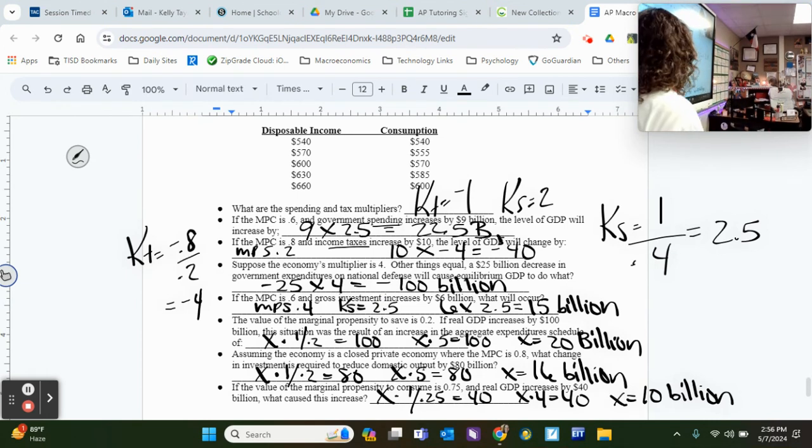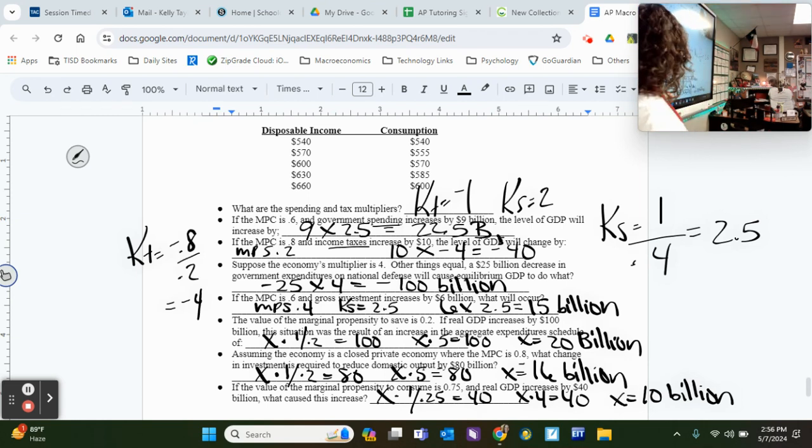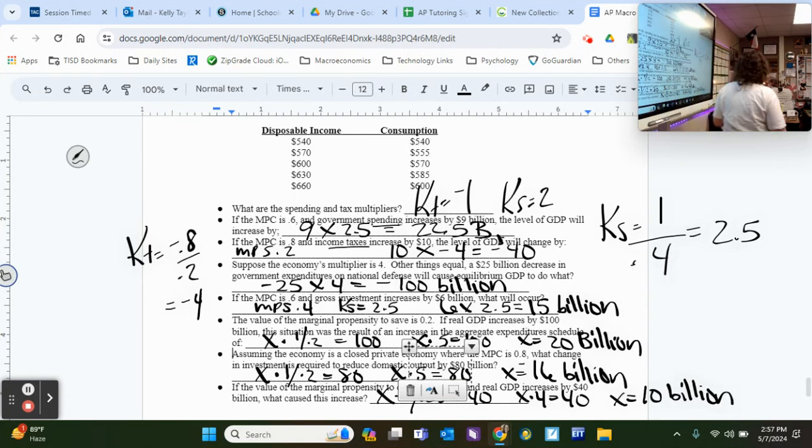The economy is an enclosed private economy where MPC is 0.8, so that means MPS is 0.2. What change in investment? Investment is a type of spending. So we're solving for the spending to reduce real domestic output by 80 billion. So GDP fell by 80 billion, so the change in GDP is negative 80. We're talking about investment spending, so we have to use the spending multiplier. The spending multiplier is 1 over MPS, in this case 1 over 0.2, since MPC is 0.8. So some amount of spending times 5 is going to give us negative 80, because GDP is going down. And so 16 times that 5 is going to give us that 80 billion in change.